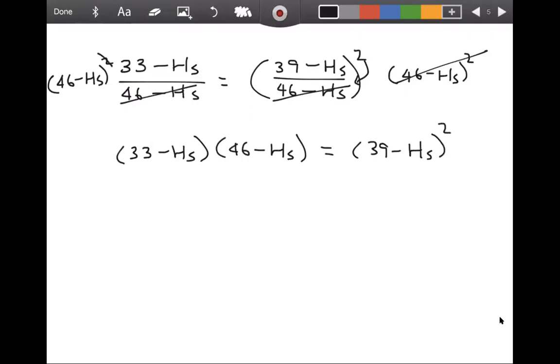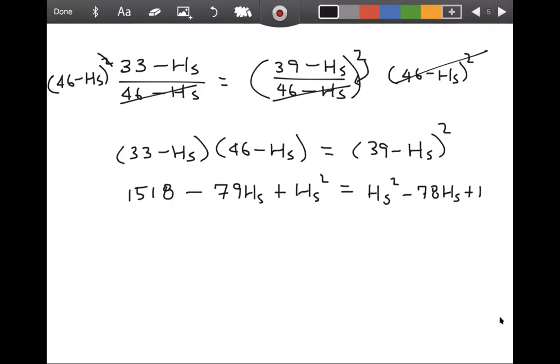All right, so that is a quadratic equation in the variable H sub s. Multiplying all that stuff together, we get 33 times 46, which is 1,518, minus 79 times H sub s plus H sub s squared. And then the square of 39 minus H sub s, that's going to be H sub s squared minus 78 H sub s plus 1,521.